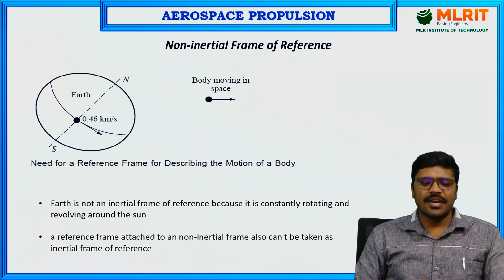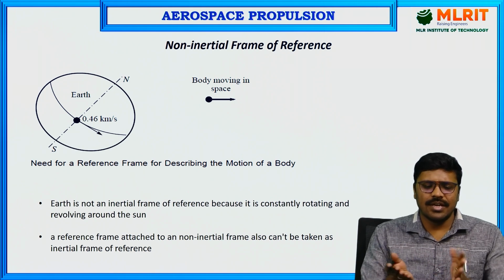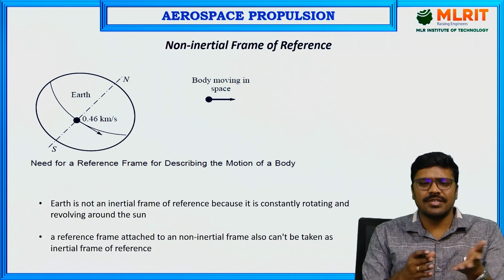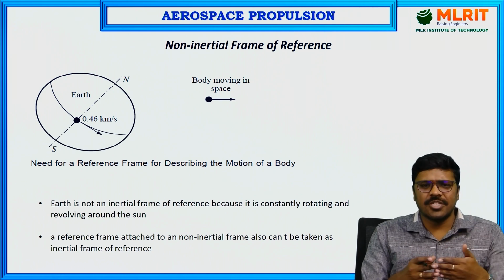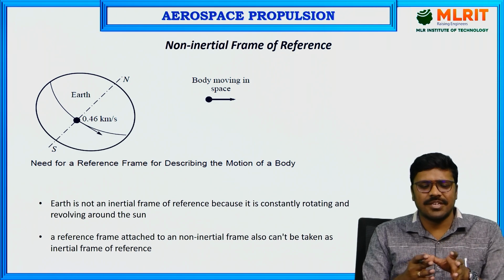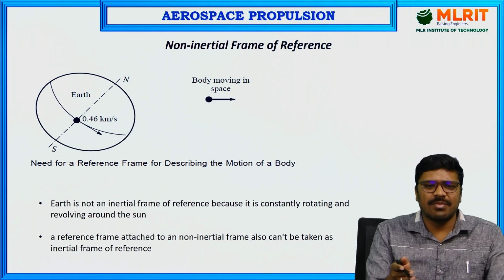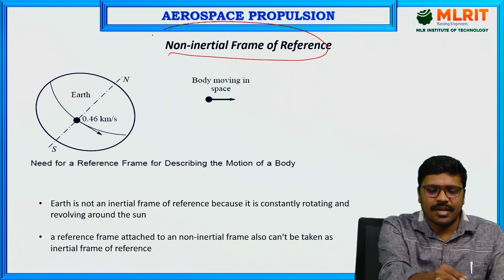Next is the non-inertial frame of reference. It is simply a reference frame that is moving with some acceleration, so it is not at rest, or not moving with constant velocity. Not moving with constant velocity means the velocity is changing with respect to time, that is, it has some acceleration. If the frame of reference has some acceleration, then that frame of reference is called a non-inertial frame of reference.